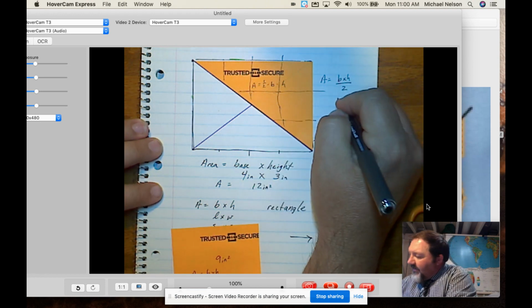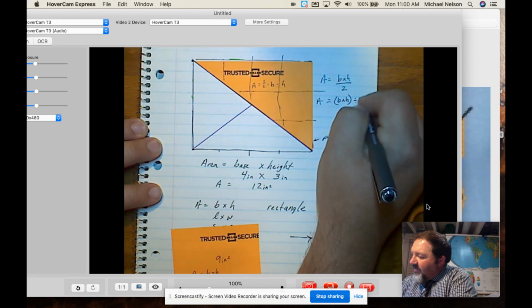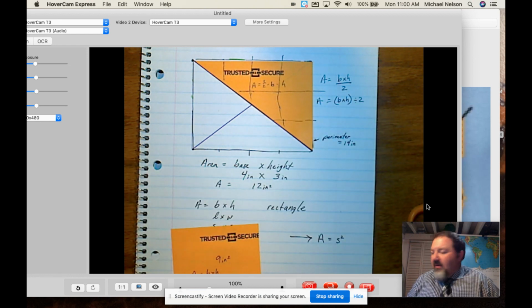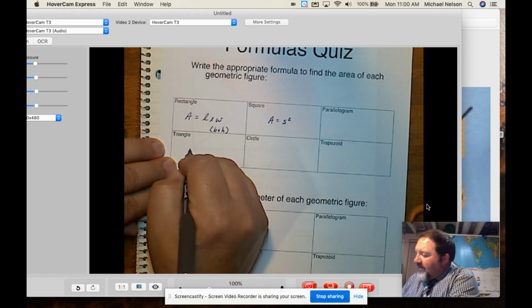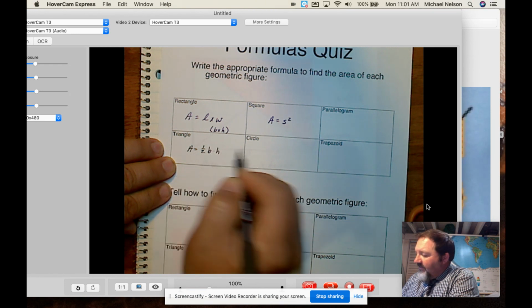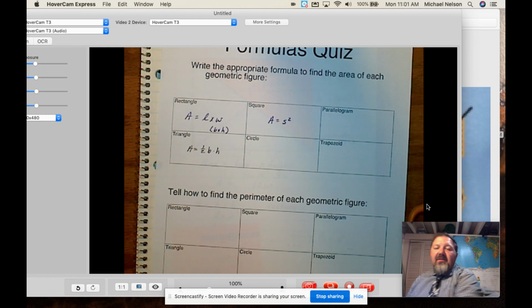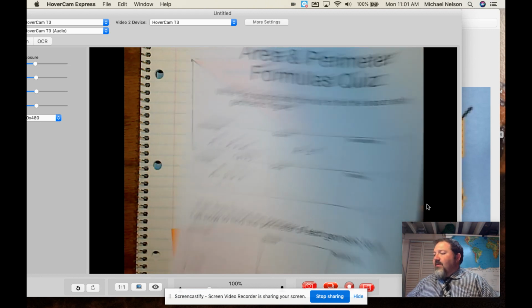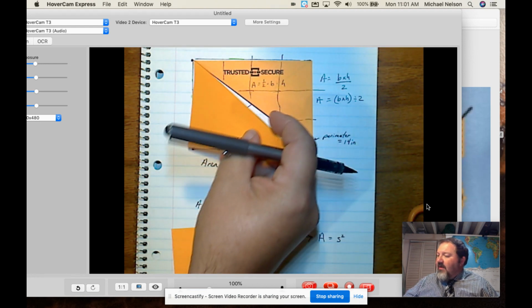Okay, you could write it this way too, base times height divided by 2. But the most common one is the one that I want you to write on your paper. The most commonly written is area equals 1/2 base times height, right? Most people don't even put that dot in there. It's 1/2 base times height. So you find the base, you find the height, you multiply those together, and then you cut it in half, like we did with the 12. All right, so that's how the triangle formula came about.